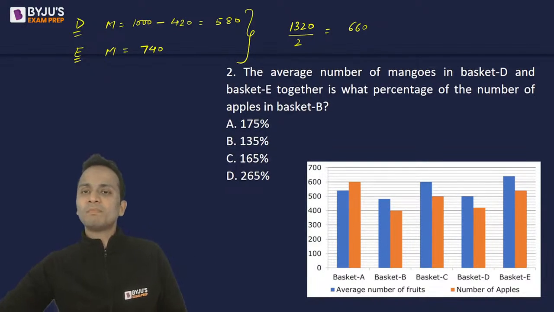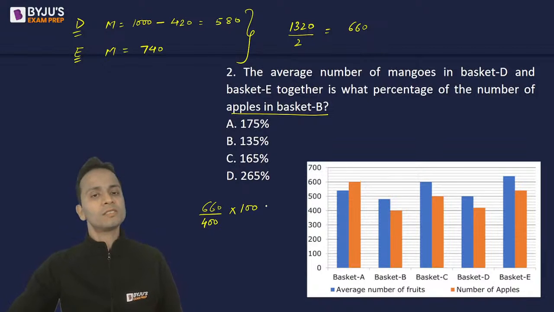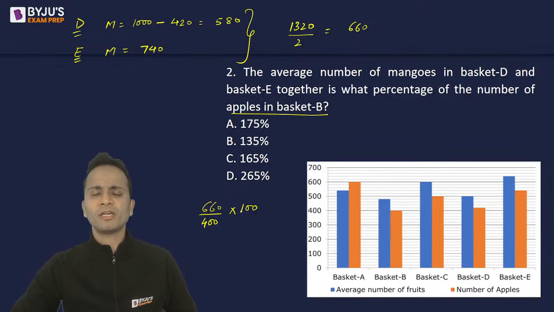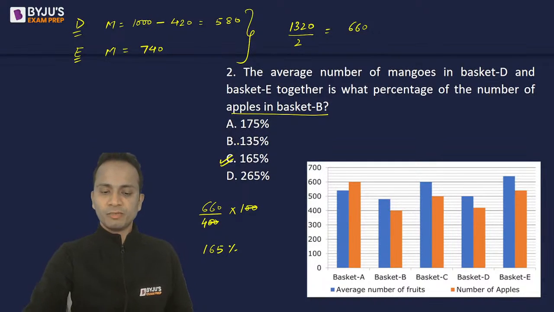This number is what percentage of the number of apples in basket B? So let's talk about the number of apples in basket B. The number of apples in basket B is 400. So they want 660 is what percentage of 400? So this is the answer: 660 divided by 400 into 100. Cancel, cancel. 660 divided by 4 comes out to be 165. So 165 percent. Option C is the correct answer for question number 2.